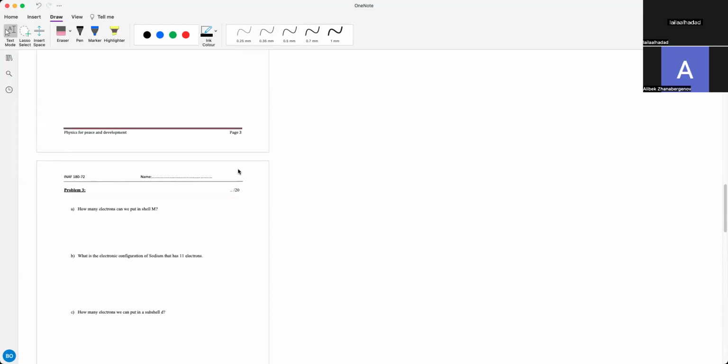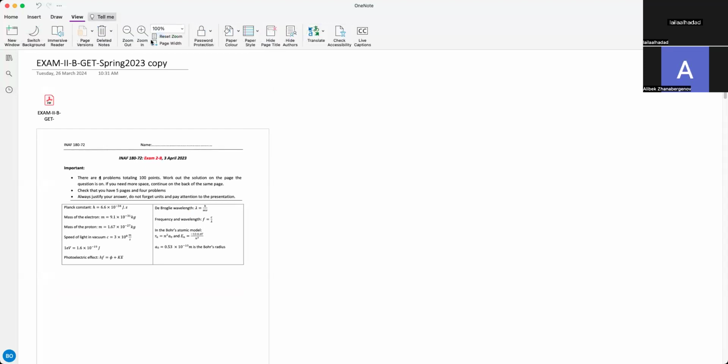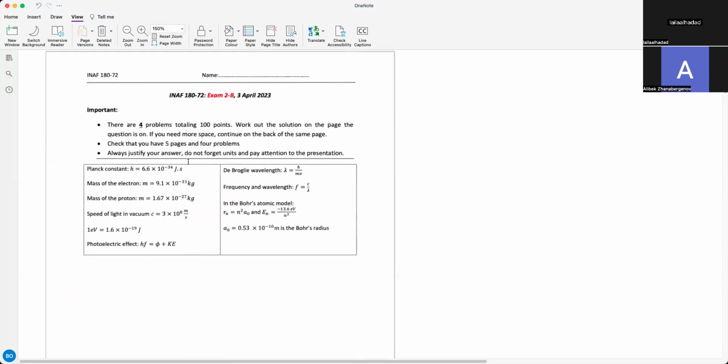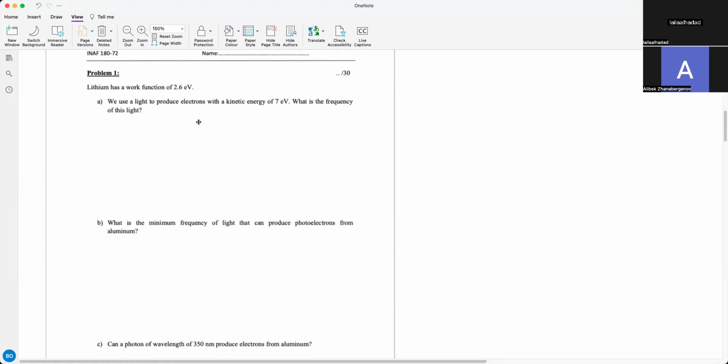Okay. So here is the exam. This is the exam, for example, of last year. You can see that in this exam, or also in the exam next week, either I will give you the formula sheet that I uploaded, or I give you everything here. You have everything, except Einstein's equation, I will add it here. So here we have 4 problems, 100 points, and let's start with the first one.